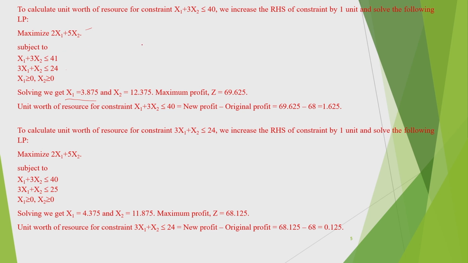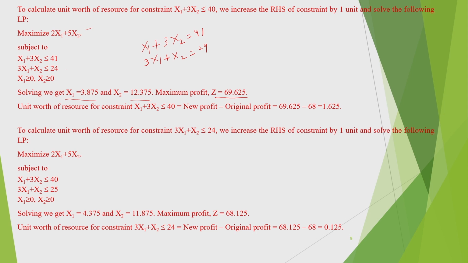You can try to solve that. We know that the solution is at point C only. So, we can just solve that 41 and 3x1 plus x2 is equal to 24. We just solve it and we get x1 is equal to 3.875, x2 is equal to 12.375, and maximum profit, if we put in the profit equation 2x1 plus 5x2, we get z is equal to 69.625.